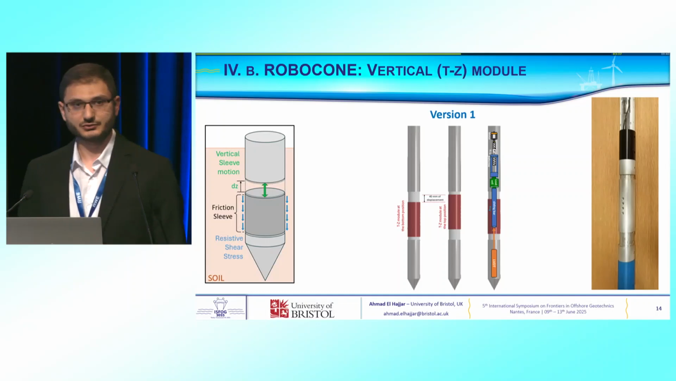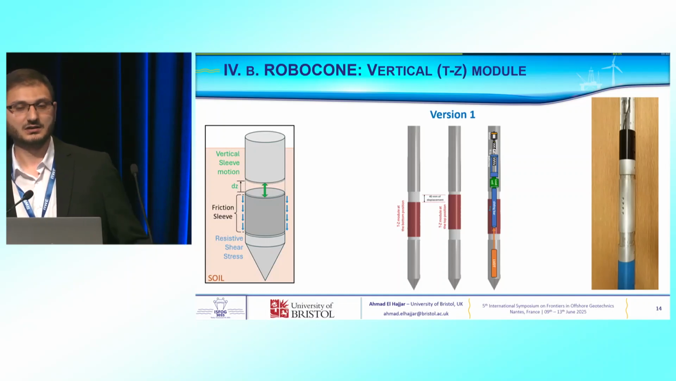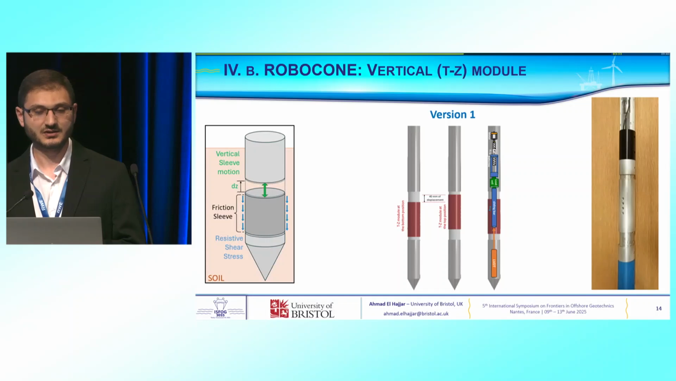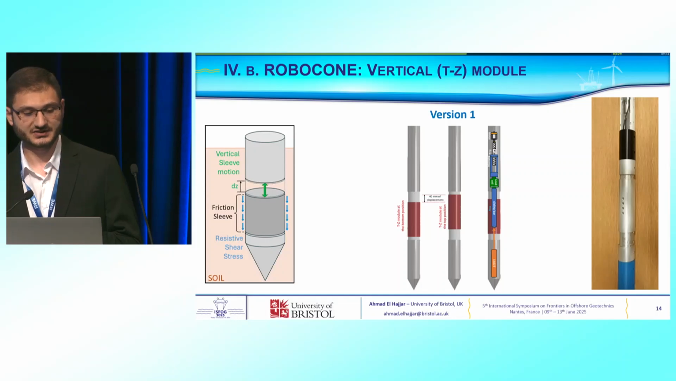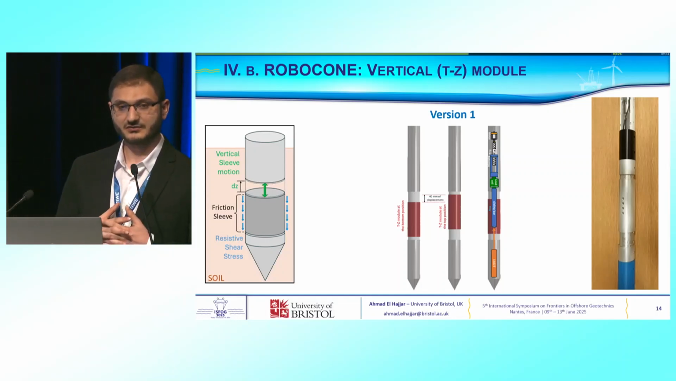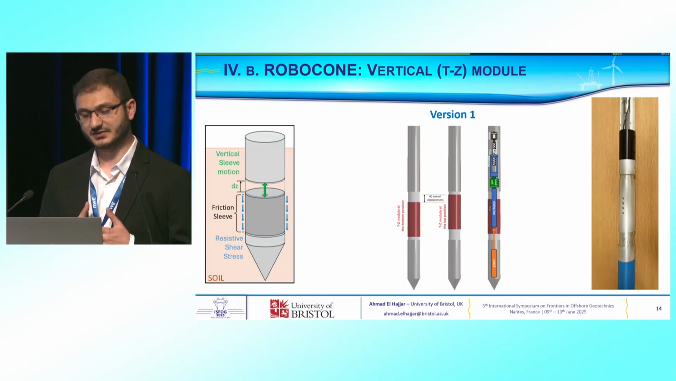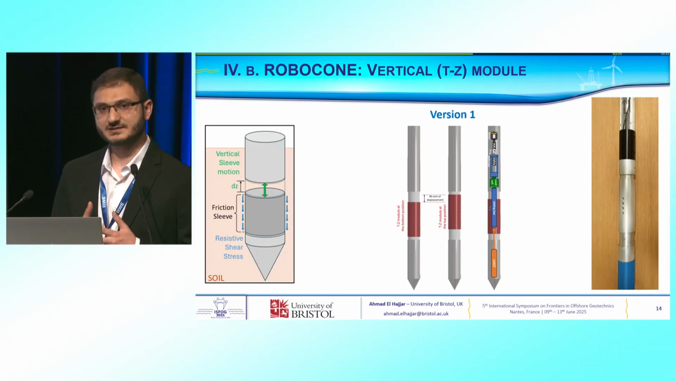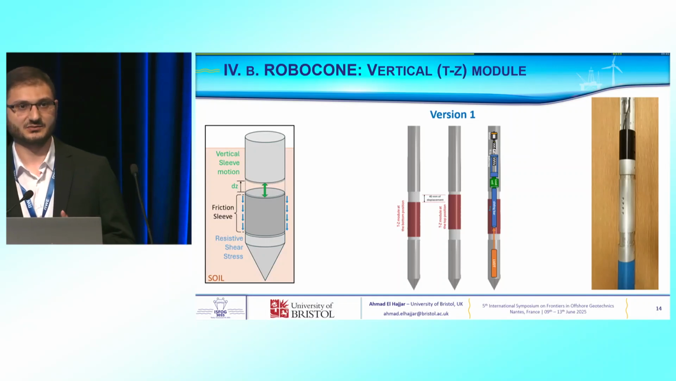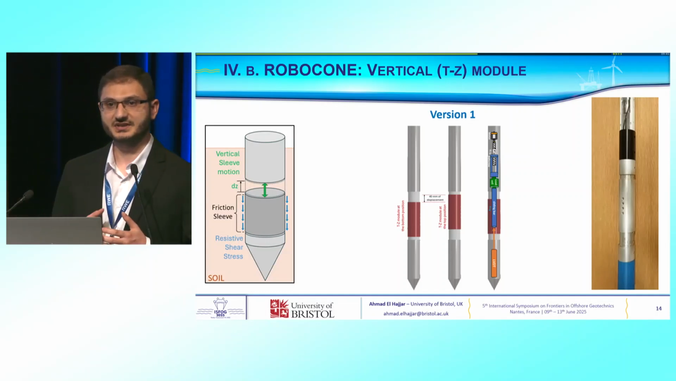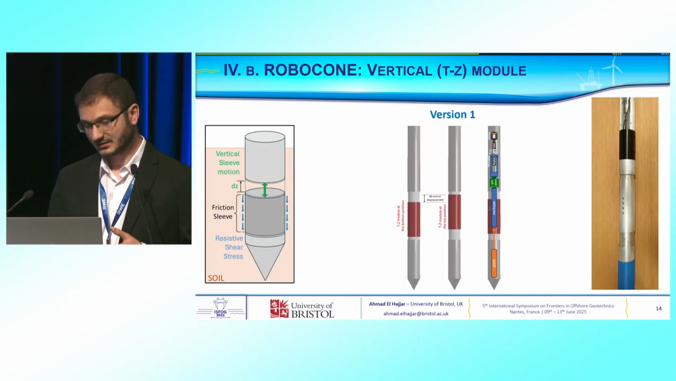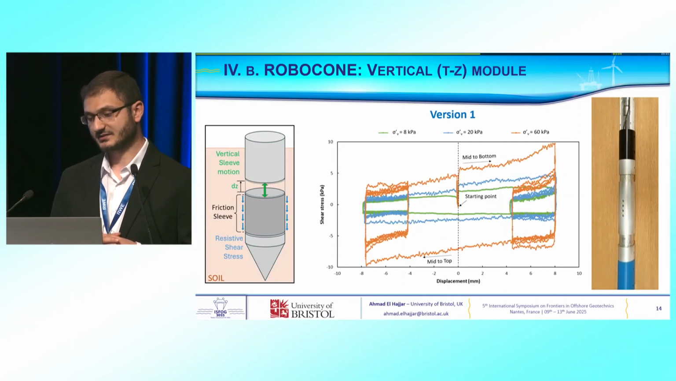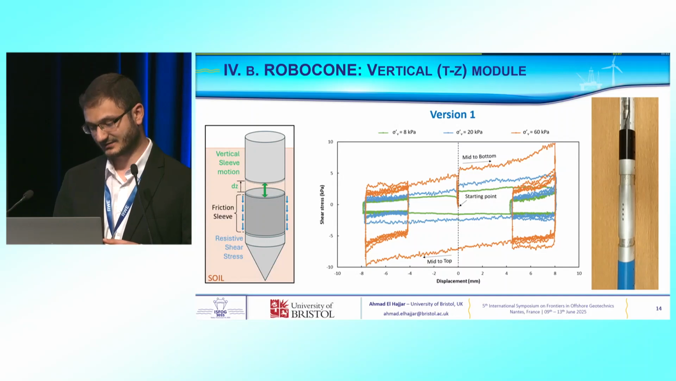Now let's go to the main module of this presentation, which is the TZ module, doing a vertical motion in the soil to estimate the shear friction in the soil. In the first version, we tried a single sleeve to investigate the mechanical development, the motor capacity, and the efficiency of the sealing. But obviously, we can see how the bearing capacity is affecting the results.